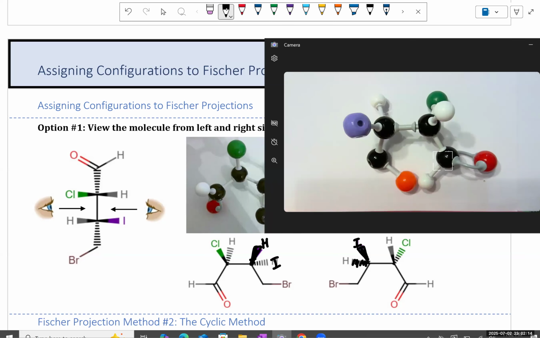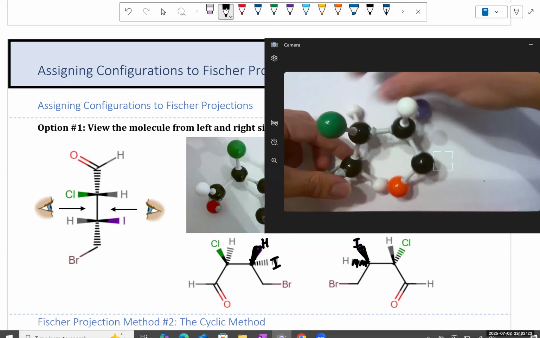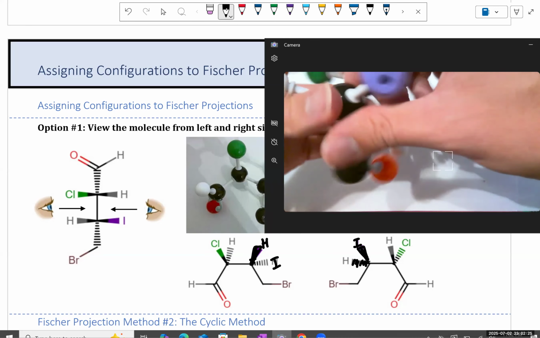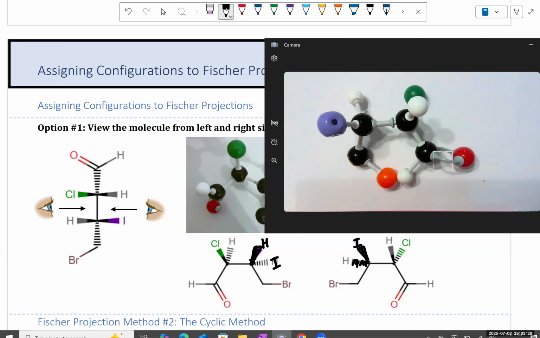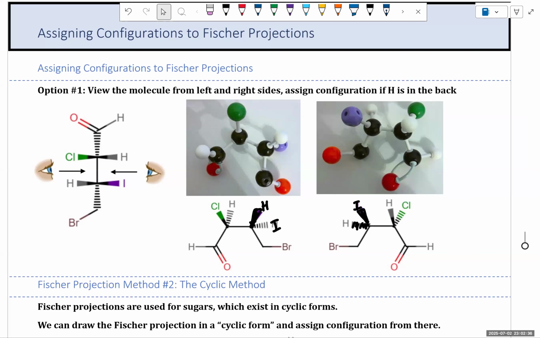So as you can see, you can convert Fischer projections into dash wedge depictions by choosing and rotating your model to look at it from the left or from the right. Both views are valid. The reason why we may need to employ both views is each view may place the lowest priority substituent in the back. For example, in this case, in terms of priority, the priority ranking of groups looks like this.